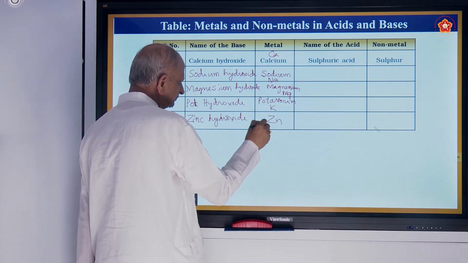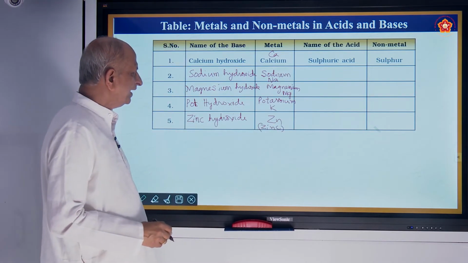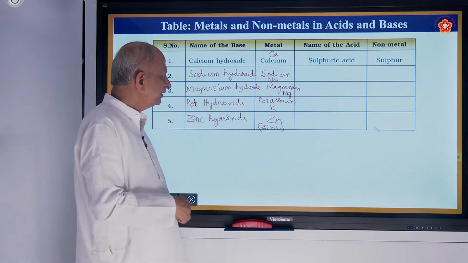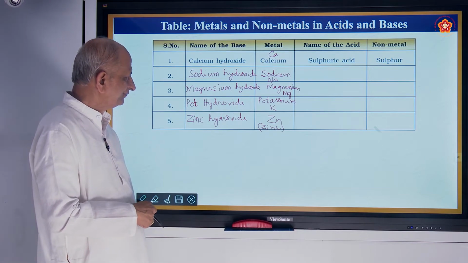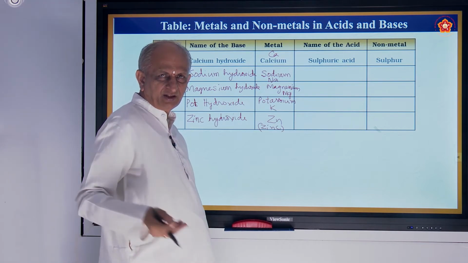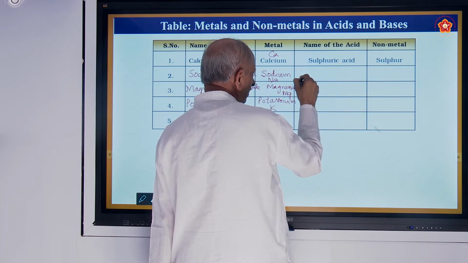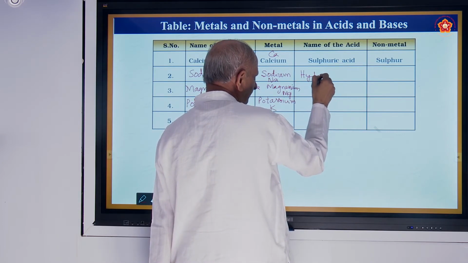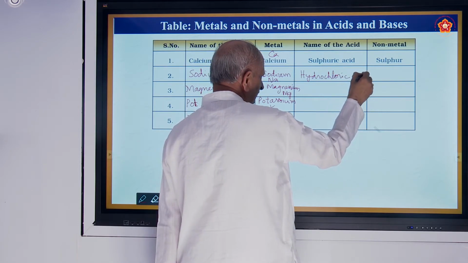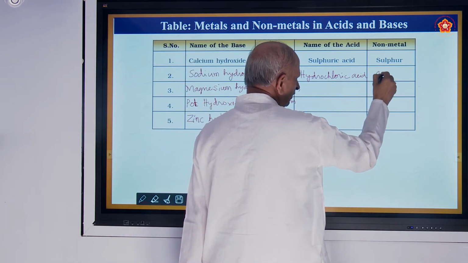Metal is zinc. So these are called metallic hydroxides, also called alkalis, and these are the metals present in it. Similarly, if you take acidic oxides, they dissolve in water and form acids. Sulfuric acid. Then you have three very famous acids: hydrochloric acid, and the non-metal present is chlorine.